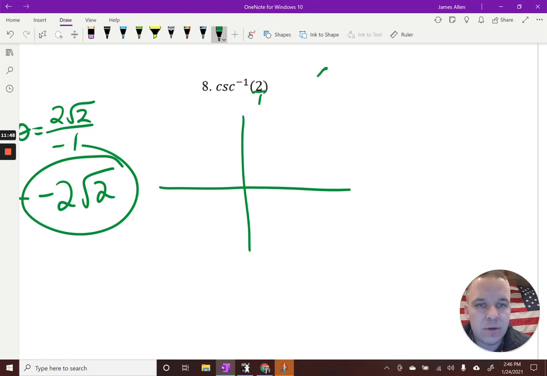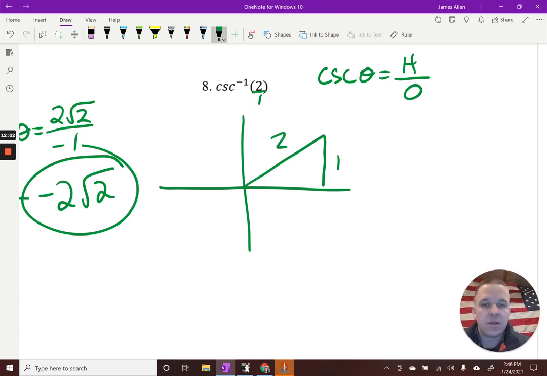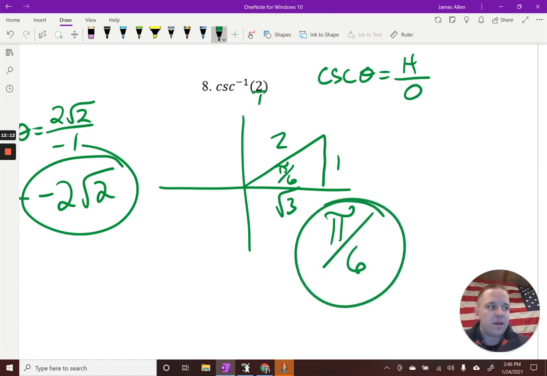But keep in mind, cosecant of an angle is hypotenuse over opposite. So my hypotenuse is 2, and my opposite is 1. I know those values. This is a root 3 here. This is a 30 degree or pi over 6, right? It's a 30, 60, 90 triangle. So pi over 6 is my solution on this problem here, right?